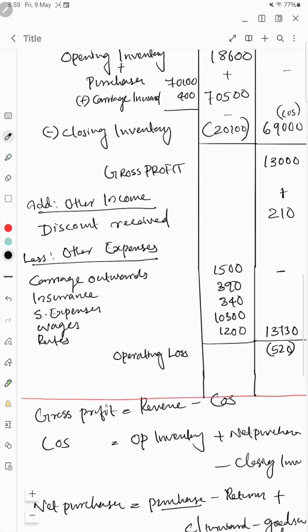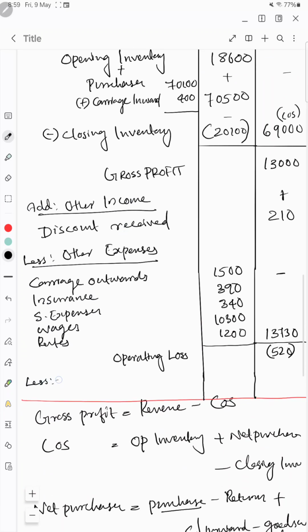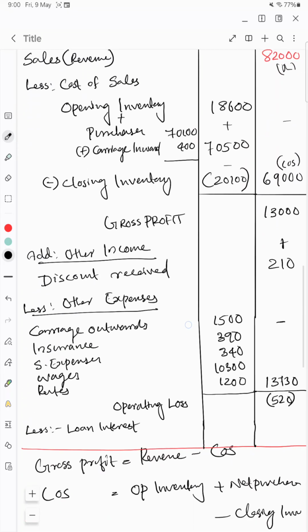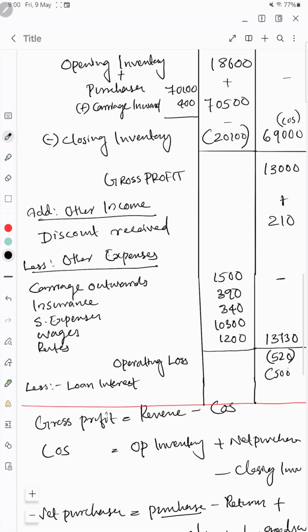Now we need to deduct the loan interest also. Because this is a finance cost, we are taking it separately. So we have 500 as loan interest. So what is the total loss? 520 plus 500, so a total of 1020 loss. This is called net loss. There is no profit, only a loss. So 1020 is the loss.